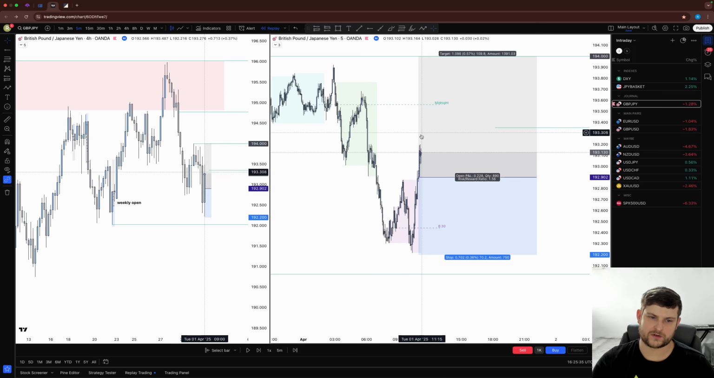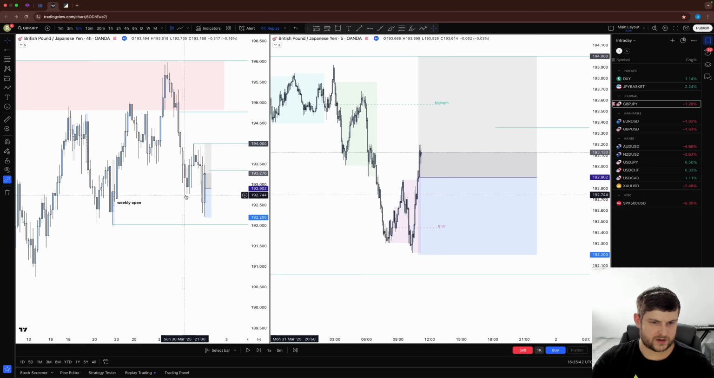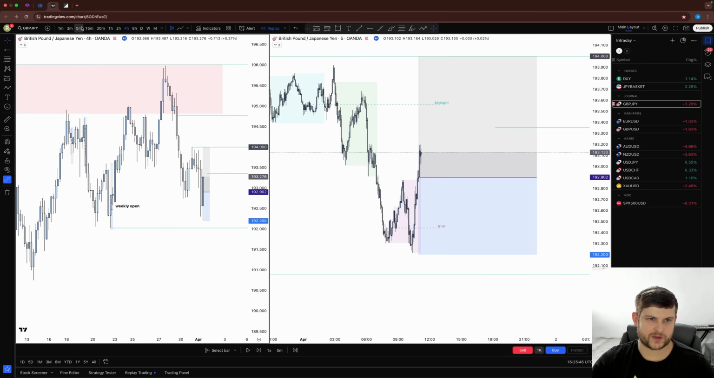Sweeping weekly lows here, or the weekly low. This is also a nice level that we took out and we tap into this extreme demand here. I think this looks even clean on lower time frames. Let me just see that again. Look at this clean demand here. It's probably even clean on the 15-minute. Let's check it out.